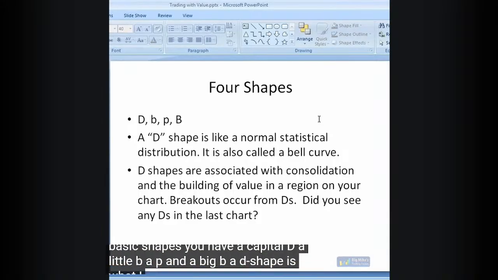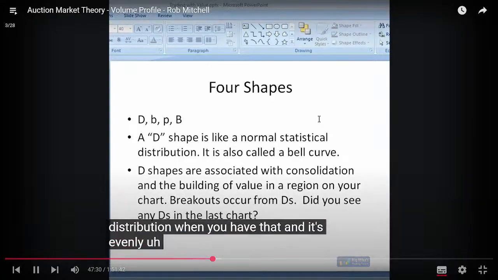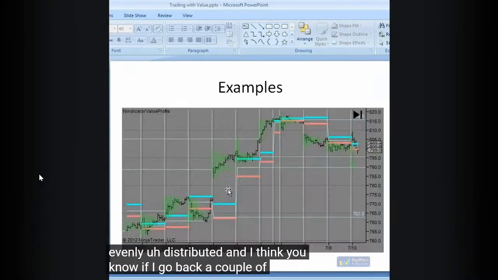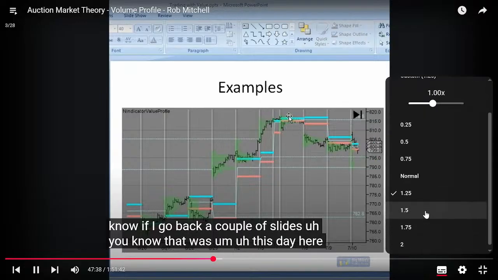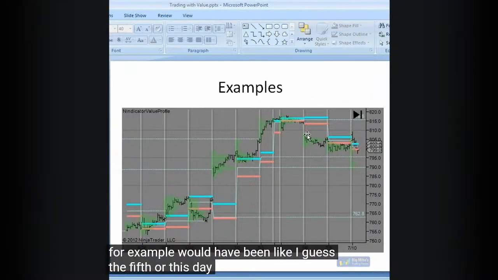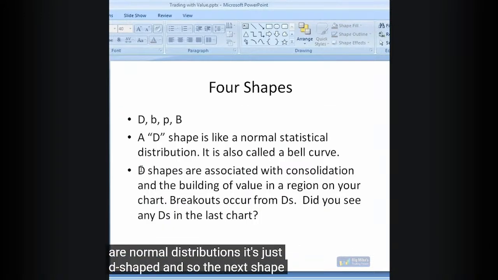A D shape is what I was talking about in the beginning. We talked about a bell curve distribution. It's a normal statistical distribution when you have that, and it's evenly distributed. And I think if I go back a couple of slides, this day here, for example, would have been, I guess, the 5th, or this day the 6th. Those are normal distributions. It's just D-shaped. And so the next shape, let's see what else I had here.